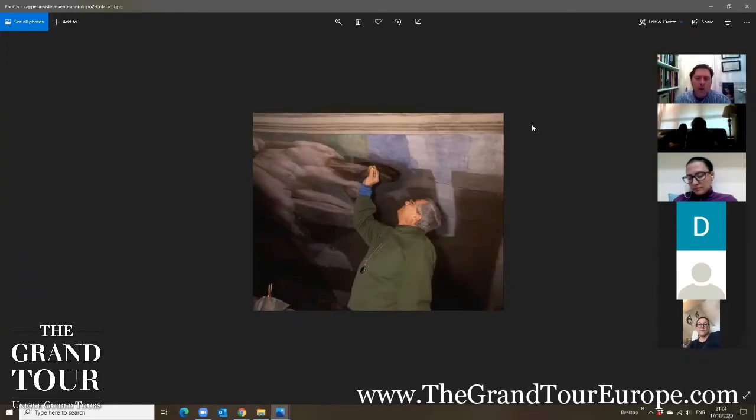Colalucci was working on routine maintenance. He managed to restore some of the sculptures and some of the paintings in the Vatican Museums.